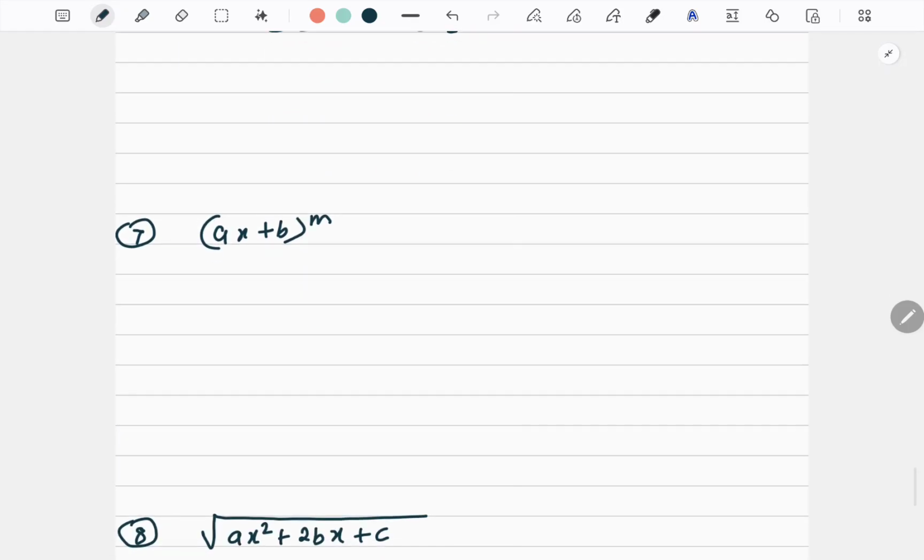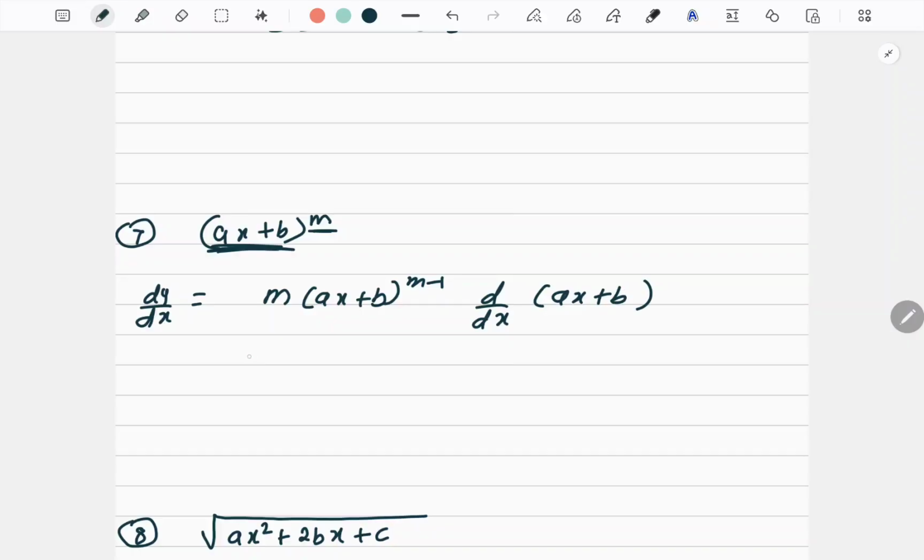Now look at this question. It is again x to the power n format, where this is a function which is raised to the power m. So I will first apply the power rule. What is the x to the power n differentiation? n x to the power n minus 1. So here when I do dy by dx, first this m will come in front and (ax plus b) to the power m minus 1 it will become, and d by dx of ax plus b. So this will become m (ax plus b) to the power m minus 1 and d by dx of ax plus b is a.